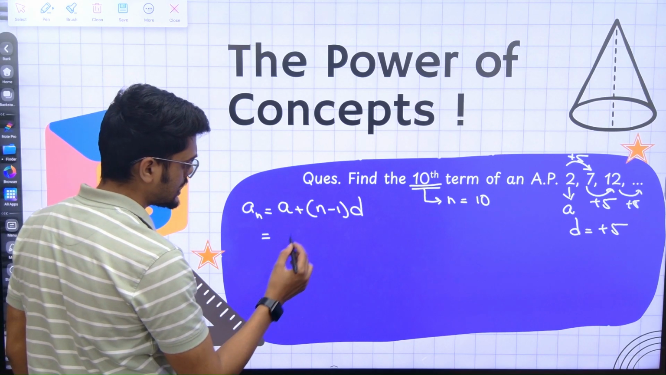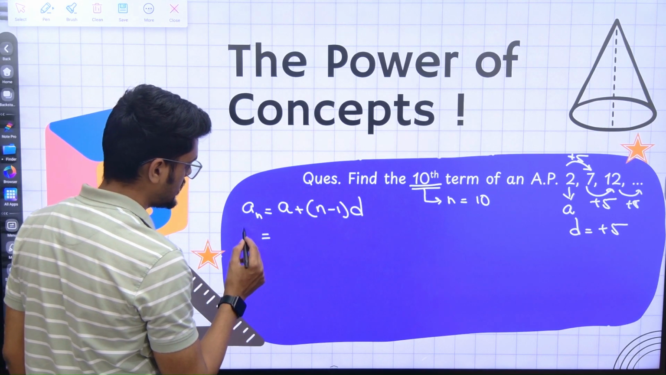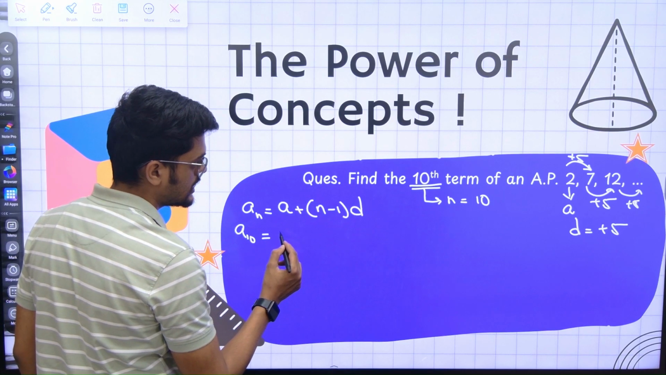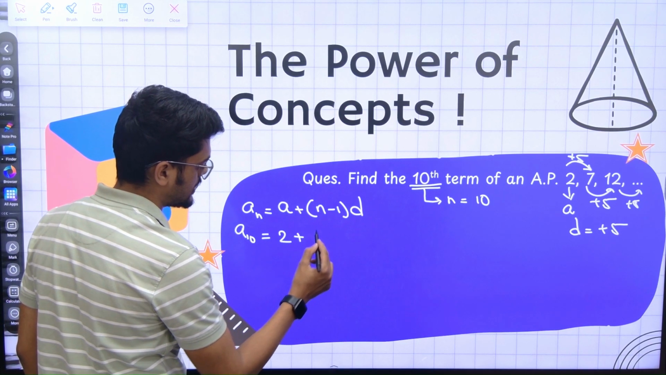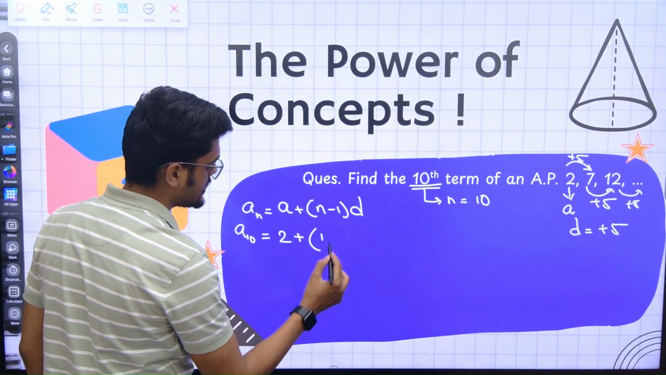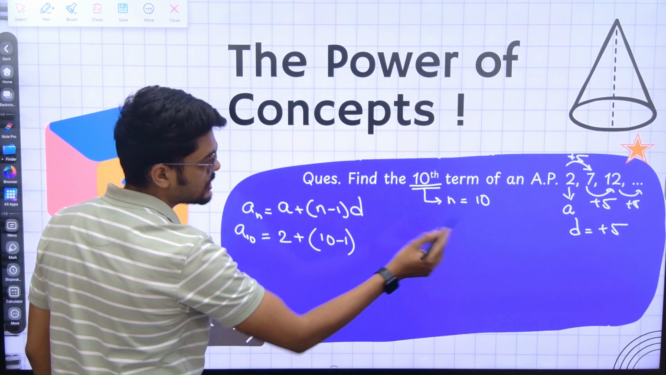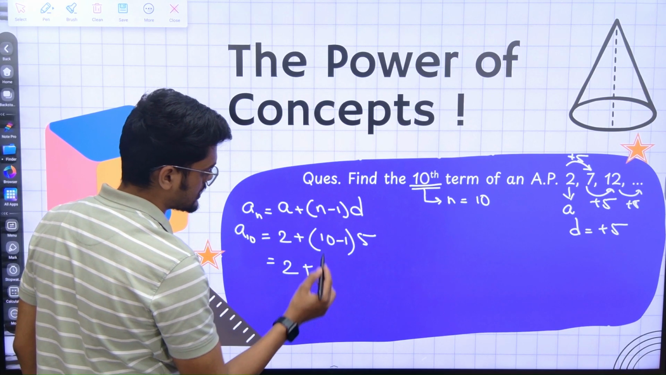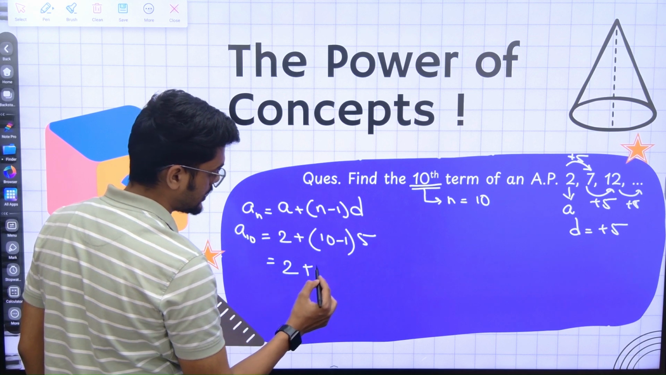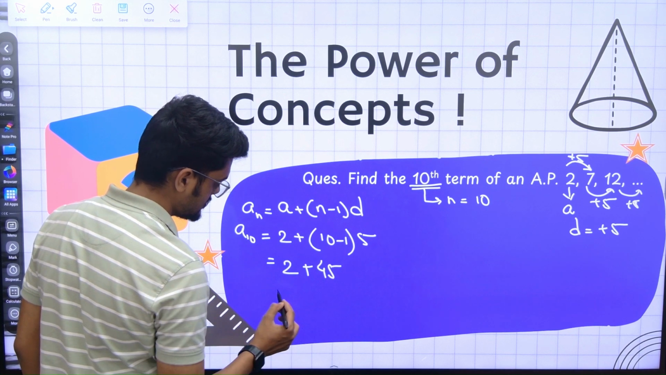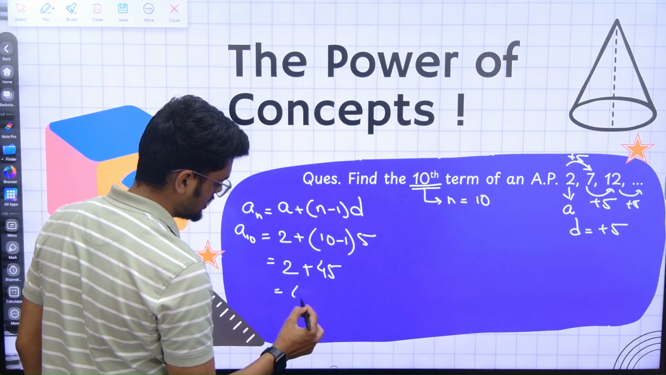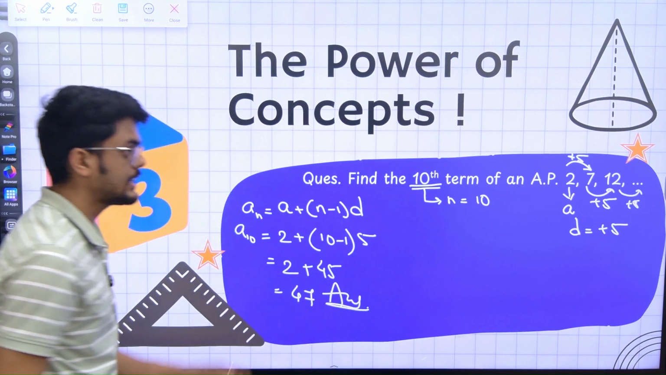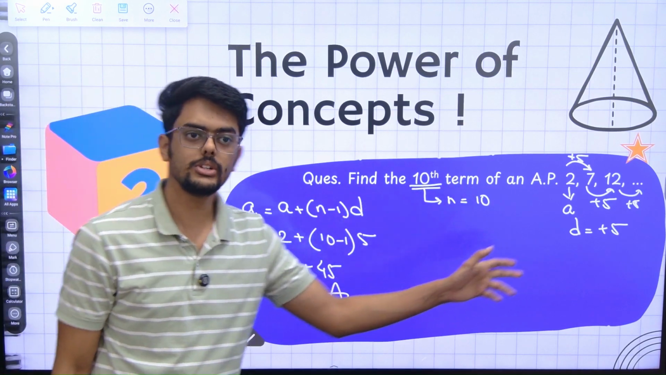Now, let's substitute the values. So, a10 would be: a is 2, plus the value of n is 10, 10 minus 1, into d, 5. So 2 plus 10 minus 1 is 9, 9 into 5 is 45. This would be equal to 47. And the 10th term for this particular AP is going to be 47.